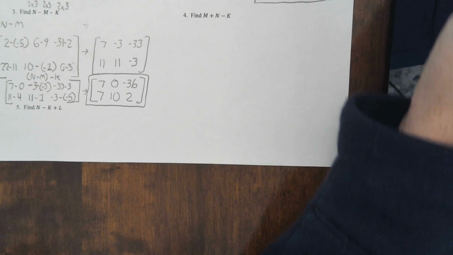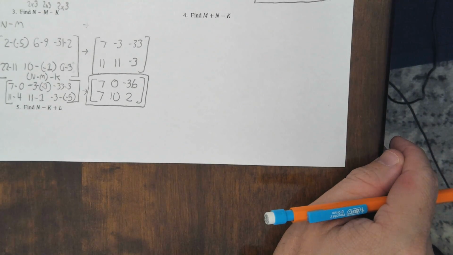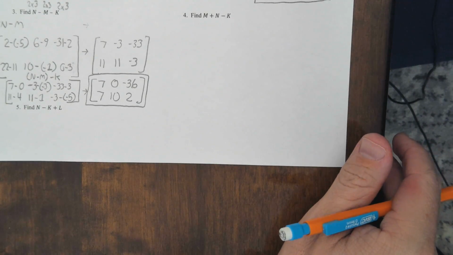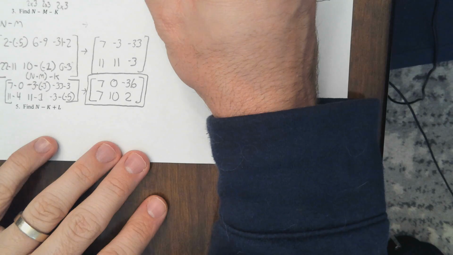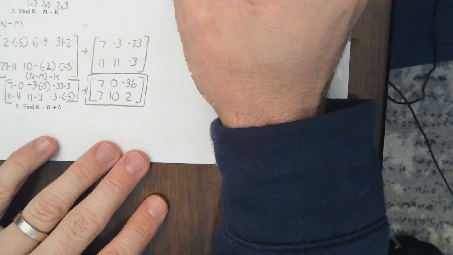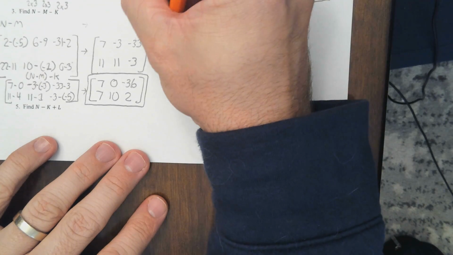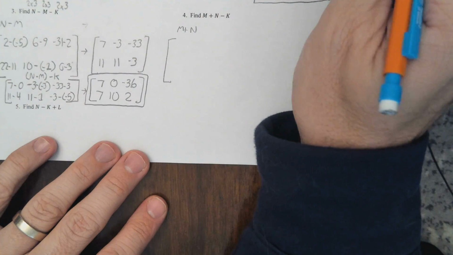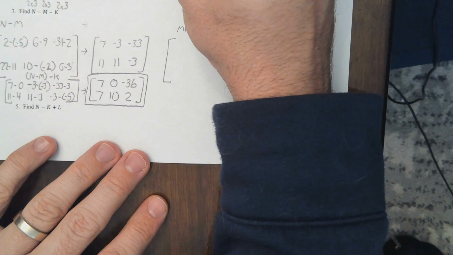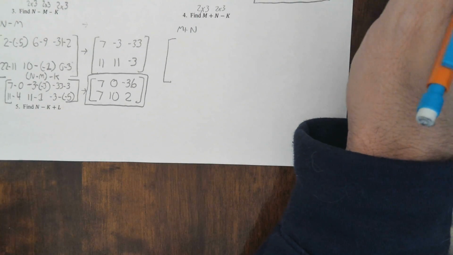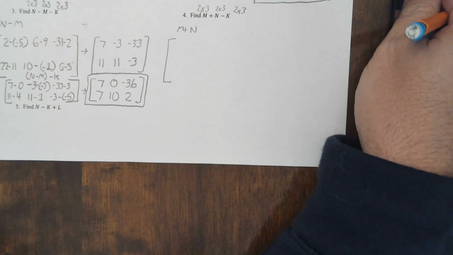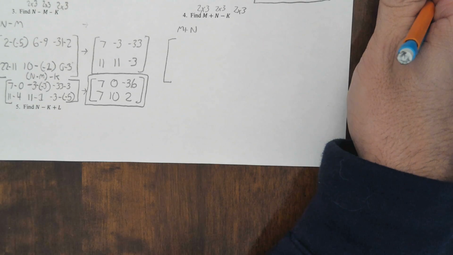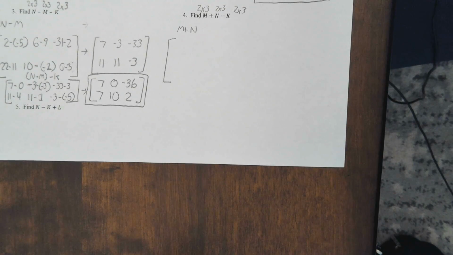Okay, so number 4 now, m plus n minus k. So let's go ahead here and do m plus n first. First off, m is a 2 by 3, and n is also 2 by 3. So we know it works there, and then k, what is k? k is also 2 by 3. So we know we can perform addition and subtraction. Remember, we have to have the same dimensions.